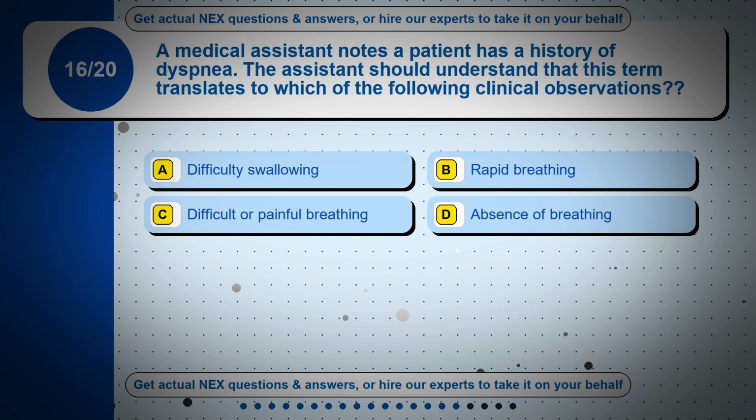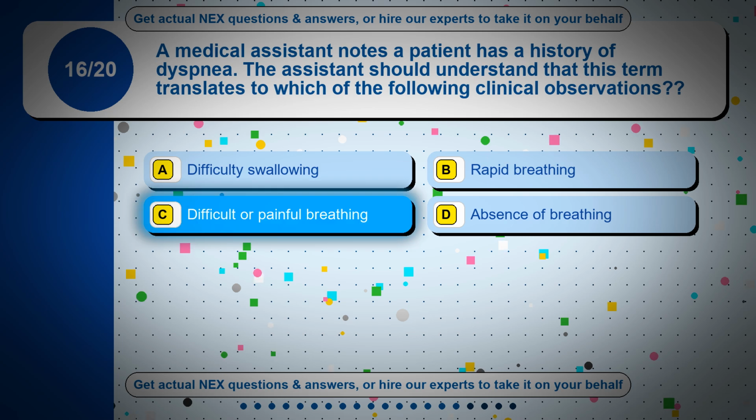Question 16. A medical assistant notes a patient has a history of dyspnea. The assistant should understand that this term translates to which of the following clinical observations? Option A, difficulty swallowing. Option B, rapid breathing. Option C, difficult or painful breathing. Option D, absence of breathing. The correct answer is option C, difficult or painful breathing.